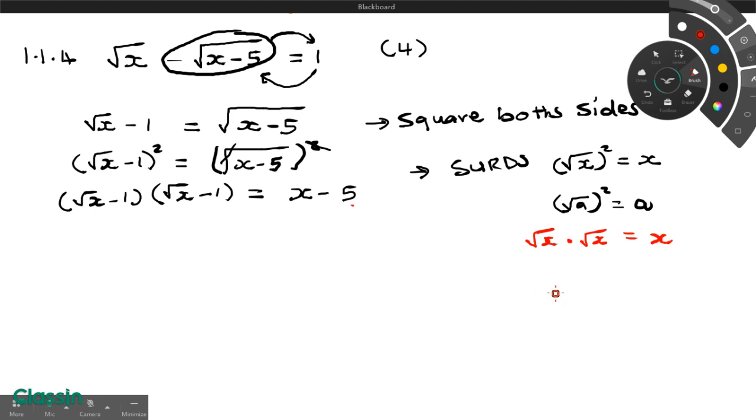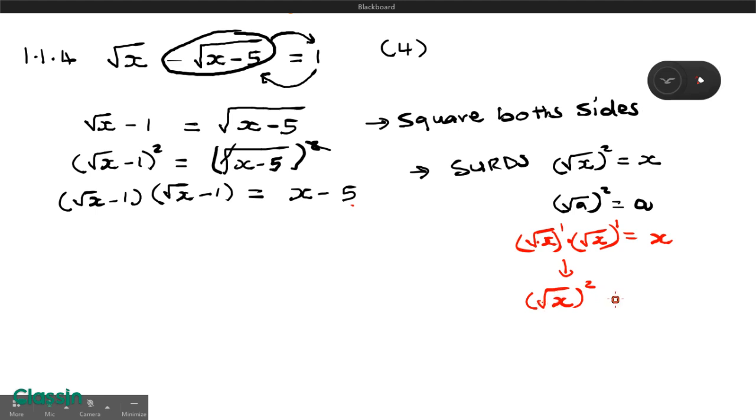Because this is the same as x squared. Root of x multiplied by root of x is the same as root of x all squared, because there are two of them and they are multiplying. It means that this is 1, this is 1. So when you multiply powers of the same base, you add the exponents. Now the exponents 1 plus 1 is 2. But because of the 2 and the root, they must go out. It means that you're going to be left with x, which in this case, root of x multiplied by root of x is going to be x.